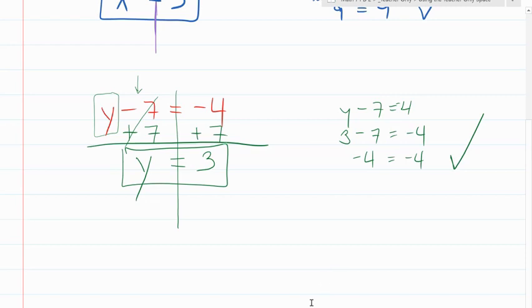All right, you are going to have a chance to practice a couple of these problems on your own, and then we will come back and we will look at one-step equations involving multiplying and dividing. Good luck.